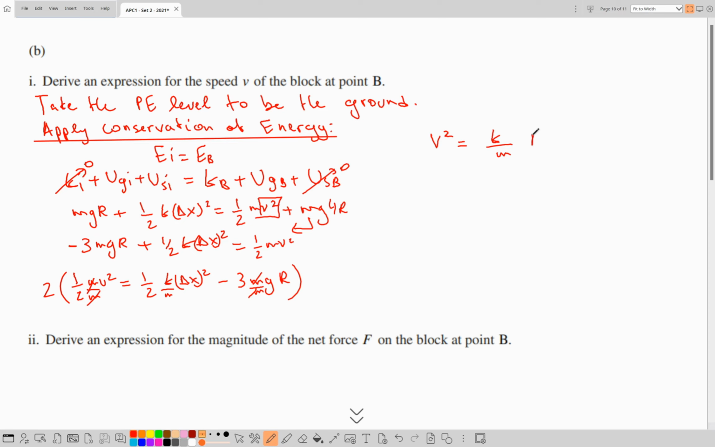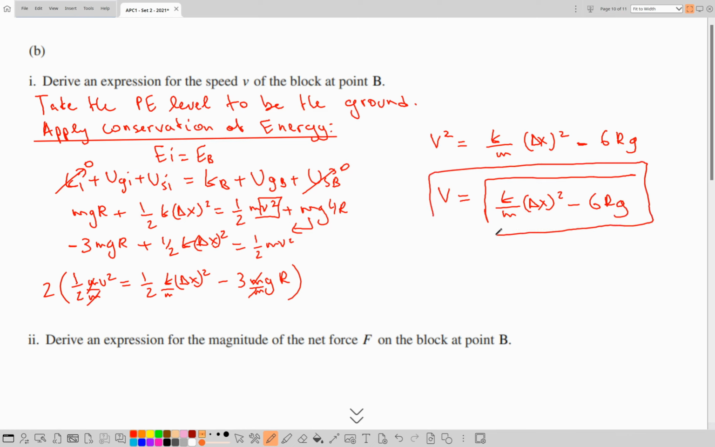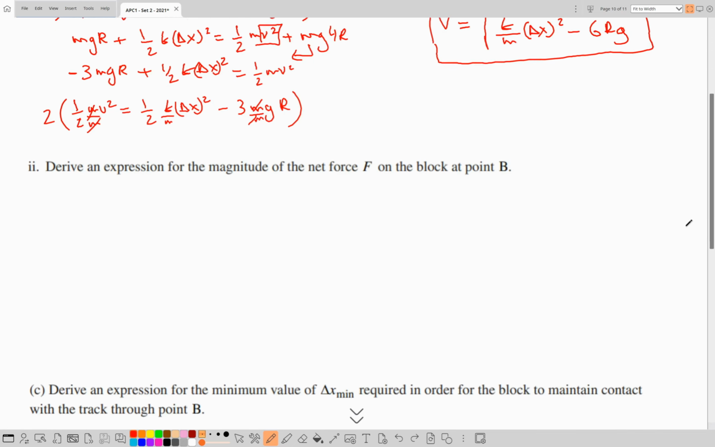k over m delta x to the power of 2 minus 6rg, because 2 multiplied by 3 gives us 6, and let's consider the square roots. Then the speed at the point B is given by the square root of k over m delta x to the power of 2 minus 6rg. What does the speed represent? This is the speed when the block reaches the point B of the circular track and is about to be launched horizontally.